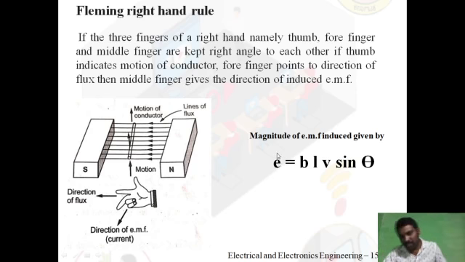And what is the EMF induced? It is equal to BLV sin theta. The magnitude of EMF induced depends on three parameters. One is the magnetic flux density, that means the strength of the magnet. Greater the strength, greater is the EMF induced. Then the length of the conductor used, like the ABCD conductors. If you increase the length of the conductor, you can increase the amount of EMF induced.